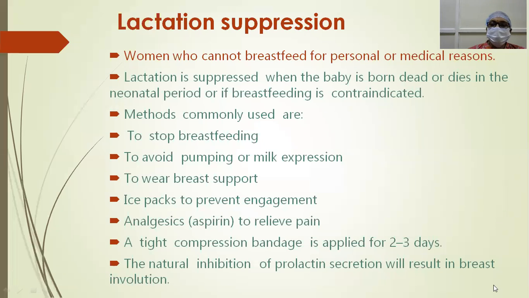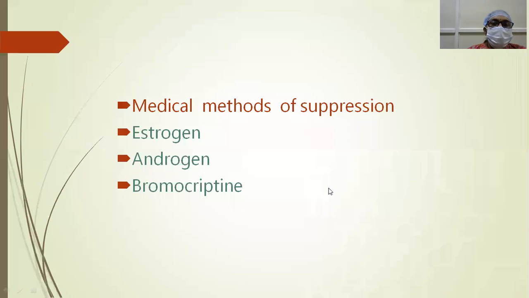Natural inhibition will result in breast involution. The medical methods of suppression are estrogen, androgen, and bromocriptine. These are the medical methods used for suppression of milk, but there are many side effects.